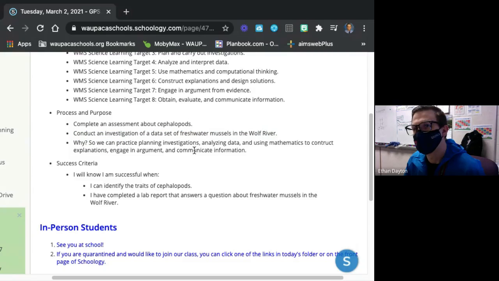So we can practice planning investigations, analyzing data, and using mathematics to conduct explanations, engage in argument, and communicate information. Yeah, a lot of words there. Basically, we are planning our own investigation of a data set.